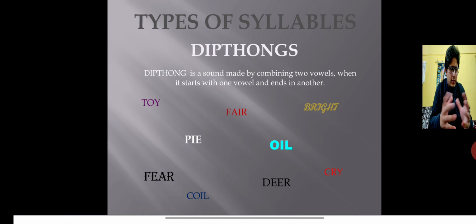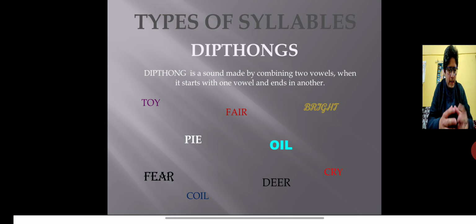It's very clearly visible. If I say toy, how many vowels do you see that have been written? There is one vowel that has been written, that is TOY. The vowel is O. There's just one vowel. But how many sounds do you hear? It's toy. So there are two sounds that are easily audible. Next up, we've got fair. Fair. Next up, we've got bright. Bright. So what I see here is bright when I pronounce it. Bright. So these are diphthongs.